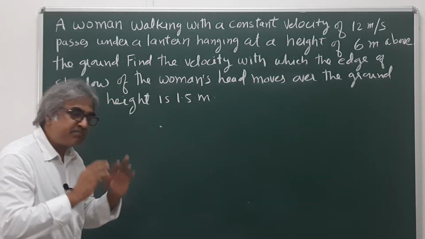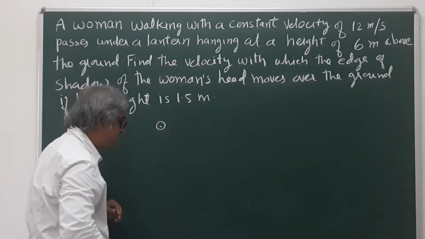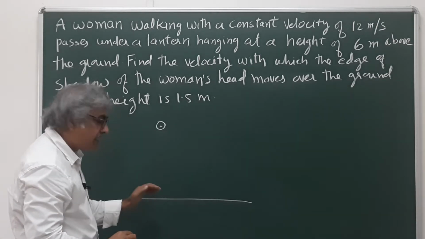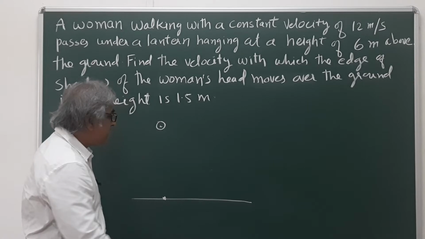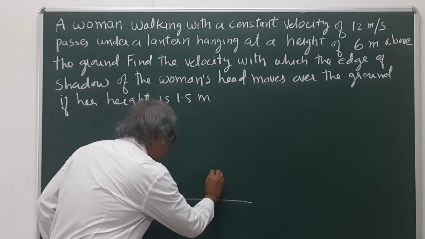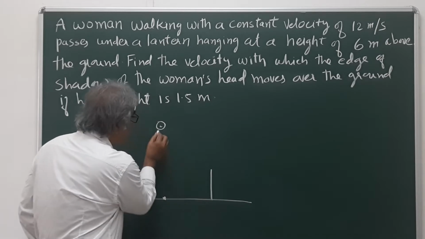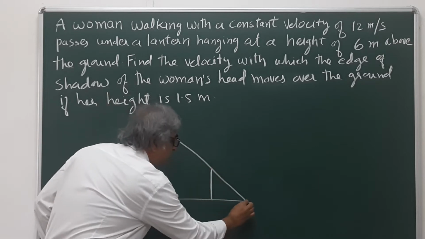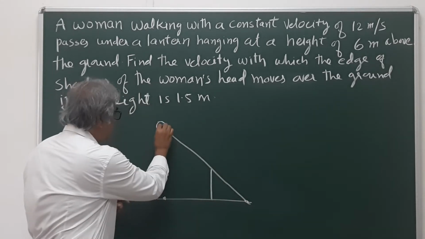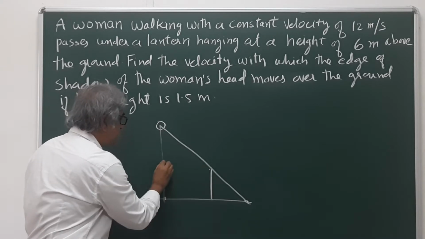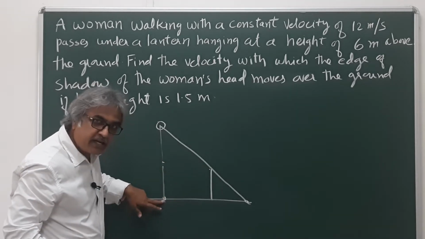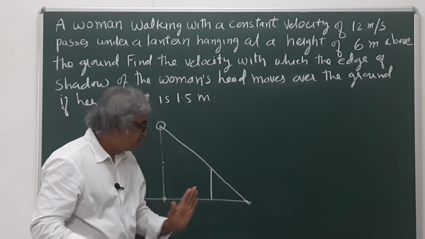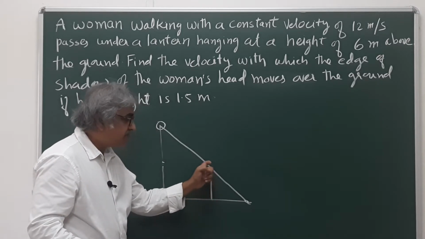So let's make a simple sketch. Let's say our lantern is hanging here, and this is the ground and the person. When this lady is standing right under the lantern, her shadow is here. Let's say she walks a certain distance. When she is here, if you draw a ray from here, then the shadow would be here. As she walks for a certain time t, she is here, then her shadow is here.